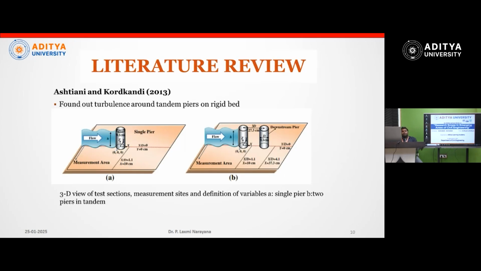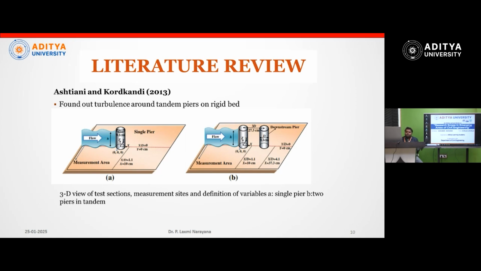Now, briefly, I will go through only two to three literature reviews. What exactly are people doing in the world? Astaneh and others, these are Iranian research scholars. They did the local scour around a single pier as well as tandem piers. Tandem means, in B you can see the position of the tandem pair. They kept them at three times the diameter center to center and studied what exactly happens to local scour.